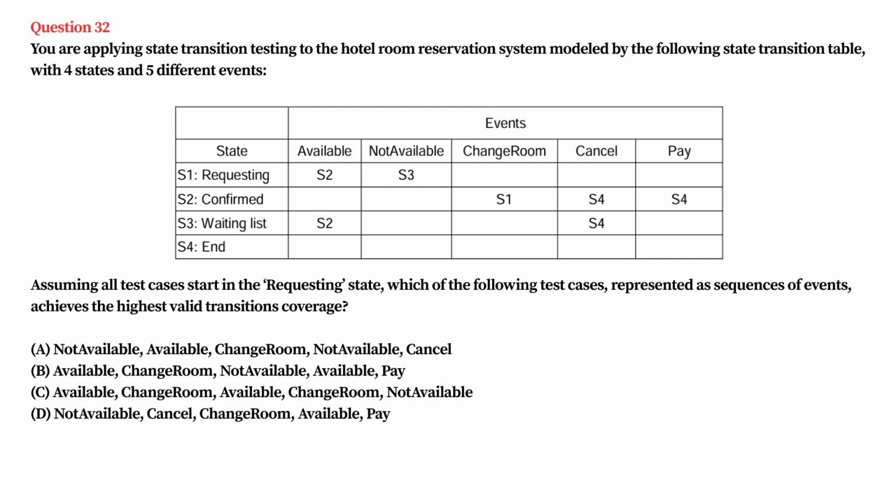Answer D is not correct. This sequence of 5 events does not represent a feasible test case, because after cancel the system ends up in the end state and no further valid transitions can be executed.